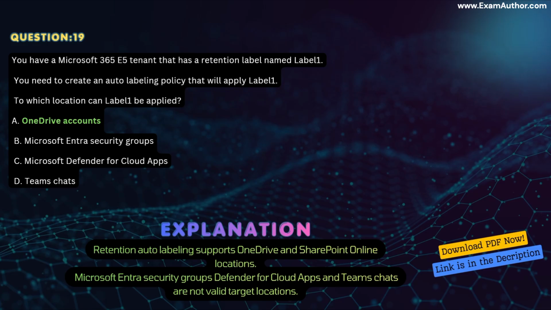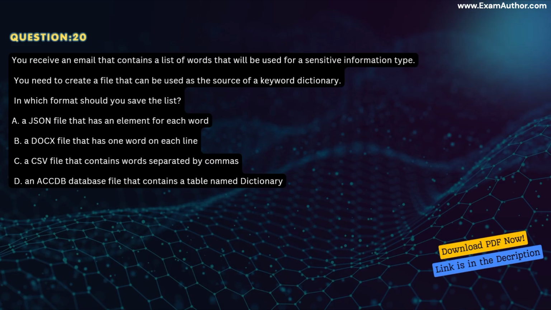Question 20. You receive an email that contains a list of words that will be used for a sensitive information type. You need to create a file that can be used as the source of a keyword dictionary. In which format should you save the list? A. A JSON file that has an element for each word. B. A docx file that has one word on each line. C. A CSV file that contains words separated by commas. D. An ACCDB database file that contains a table named dictionary.